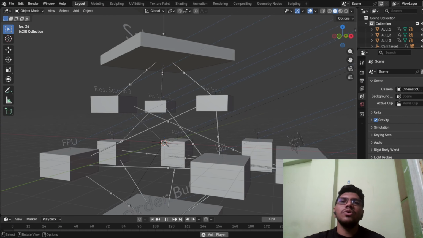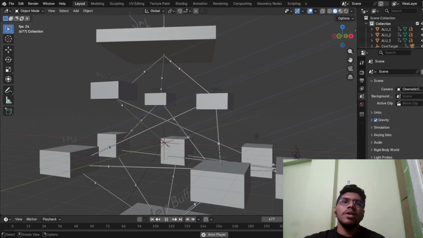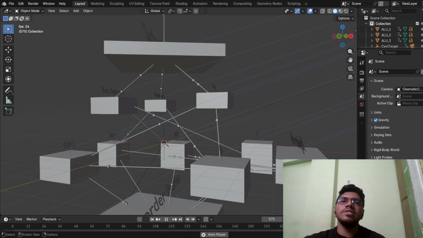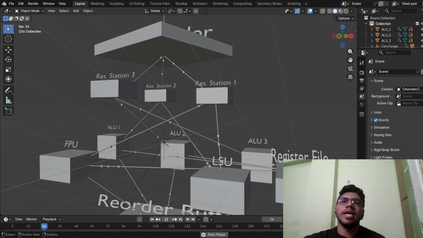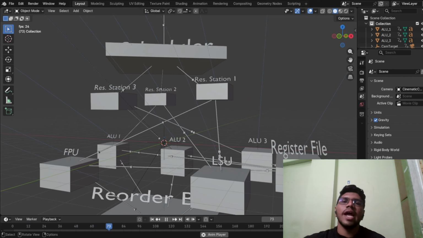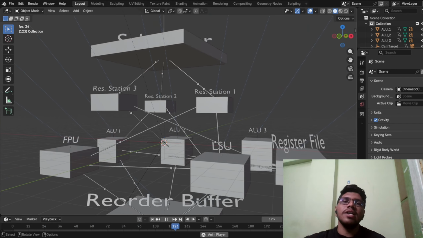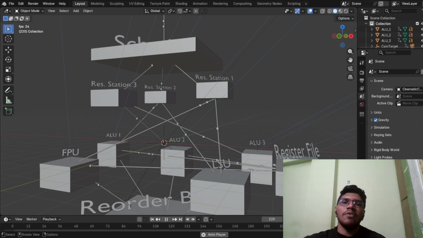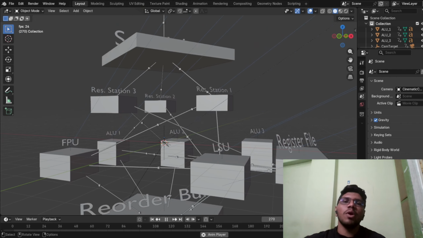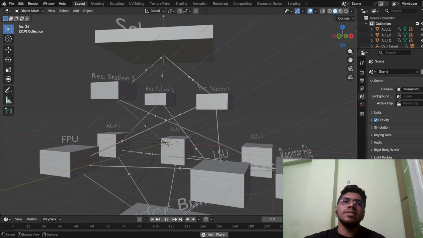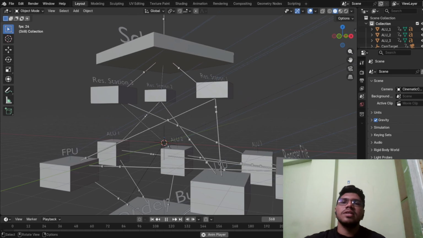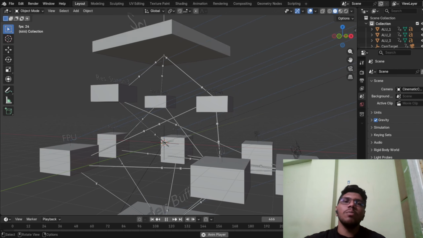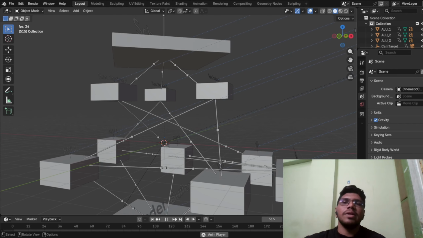Step 3. Execution and data sharing. Now we reach the core of our parallelism. Below the reservation stations, you see multiple execution units glowing and working at the same time. We have three ALUs, arithmetic logic units, handling basic integer math and logic. We have the FPU, floating point unit, dealing with complex decimal calculations. And we have the LSU, load store unit, reading from and writing to memory.